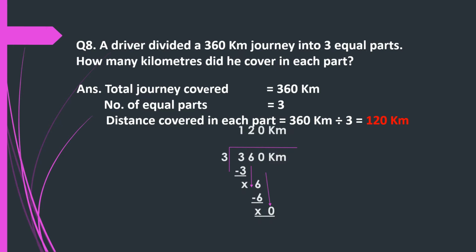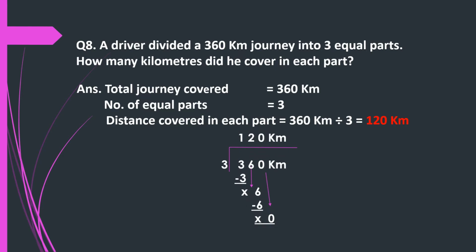How you can see here? 3 ones are 3. Now 3 minus 3 is 0. Then next bring down the next number, that is 6. That comes in the table of 3, 2 times. So write 2 on the quotient. 6 minus 6 is 0. Then after 6 also there is one number, that is 0. So write down 0 below and leave it as a remainder also. But 3 zeros are 0. So write 0 on the quotient also. So total distance is 120 kilometers.